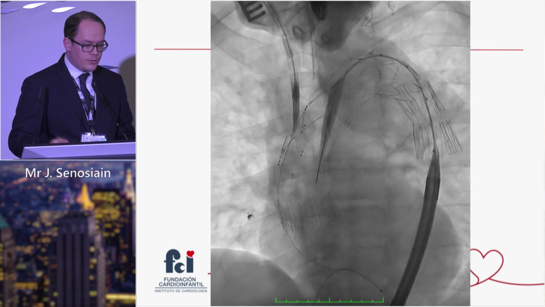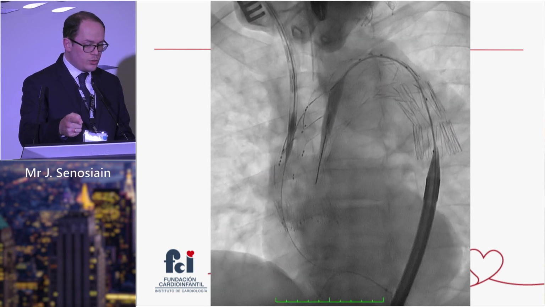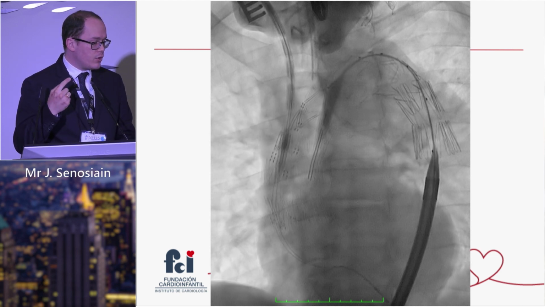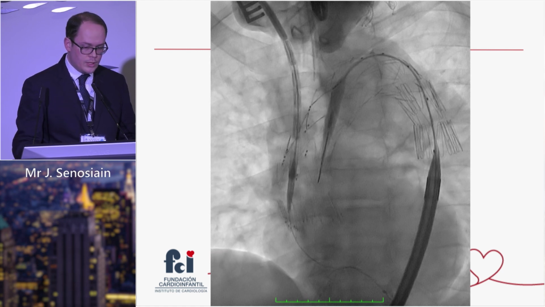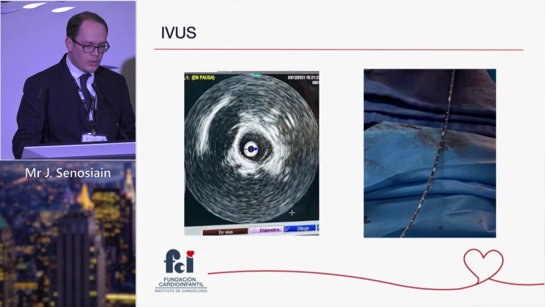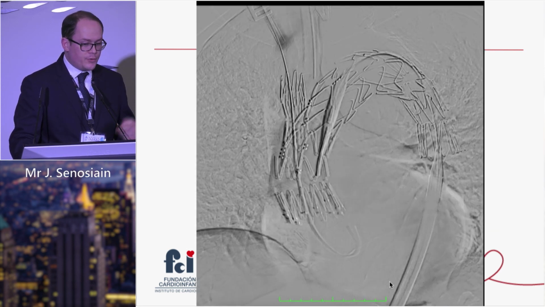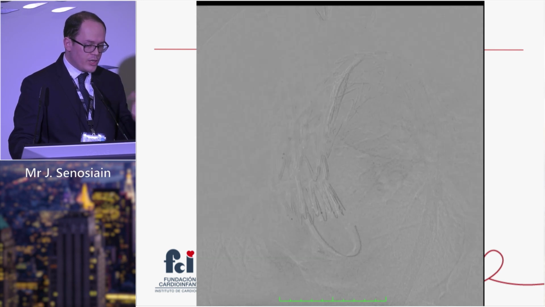The third thing we did was put the first branch of the device through the right carotid artery. So this is the angiogram while we were doing that. We did use IVUS in order to know that we were in the place that we needed to be. After that, this is the final angiogram of the first branch.